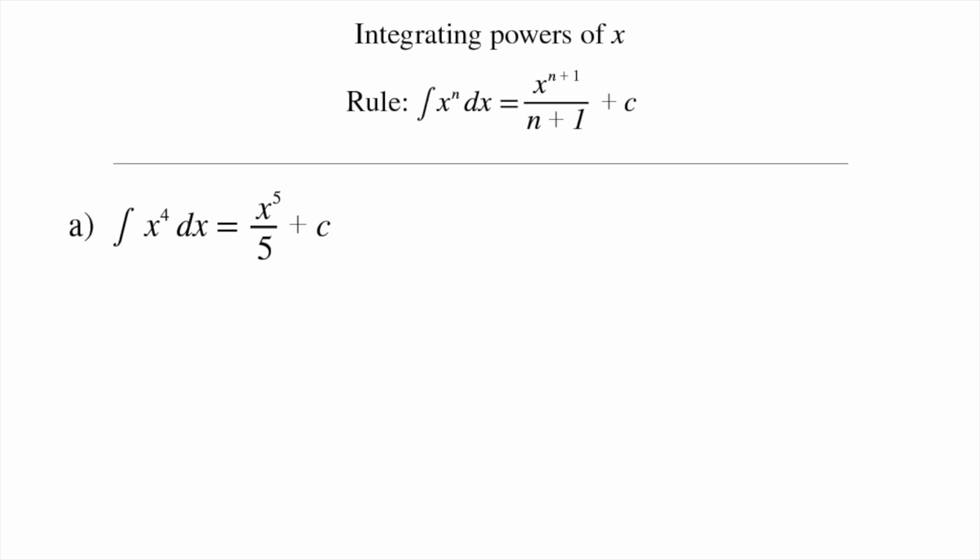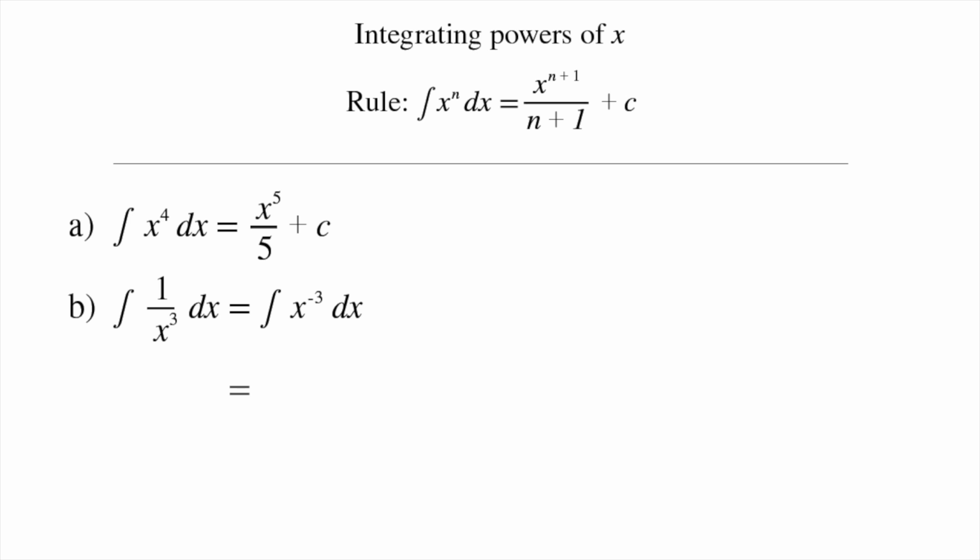But what if we had a negative power or a negative index? What if we had 1 over x cubed dx? Well, we'll tackle this integration in a similar way to the one above. However, to use the rule, we really need to rewrite this in power form. 1 over x cubed is the same as x to the power of negative 3 dx.